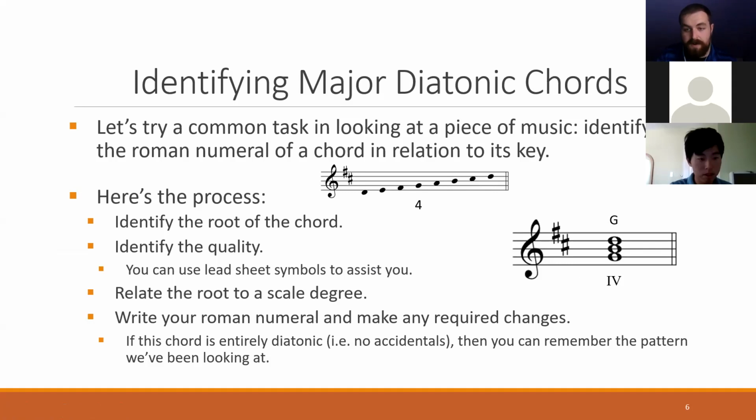It's relatively straightforward. The problem with this is that it's an extra step from lead sheets. And in practice, music is often way more complicated than this example in a vacuum. But the nuts and bolts are actually that straightforward. We basically just figure out what the lead sheet symbol is, and then relate it to a scale degree and convert that to a Roman numeral. Not too bad. Any questions on this process?